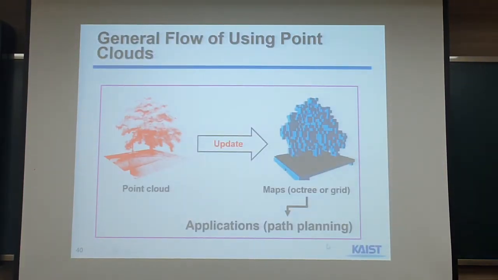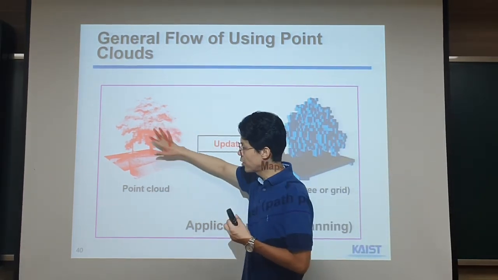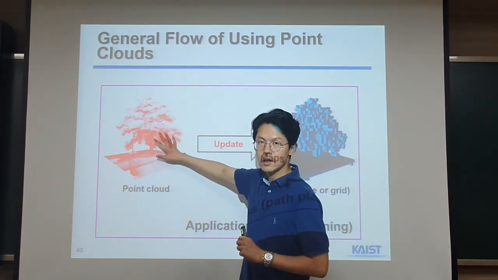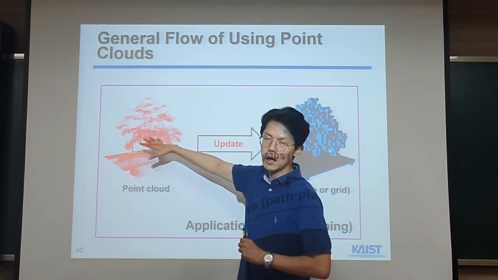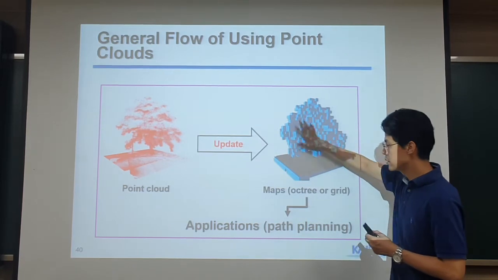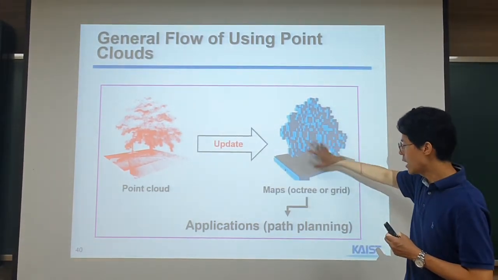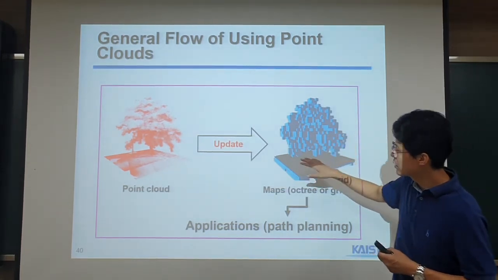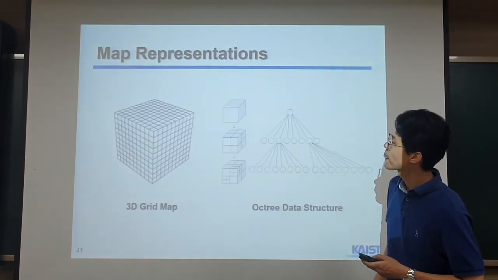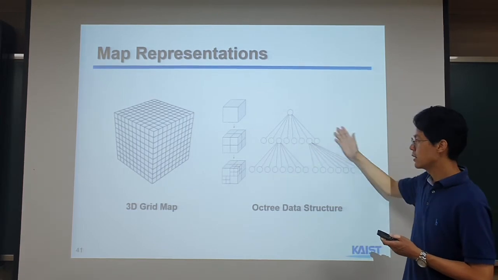So when we are using sensor data, we typically get a lot of point clouds, but a point cloud is a very irregular representation, and there could be many points. So directly using the point cloud may not be efficient. Somehow we represent the point cloud in a manageable data structure, like a grid or an octree, and then on top of that representation, we do the actual path planning and other applications. We can just use the 3D grid map, the octree, and some other representations.